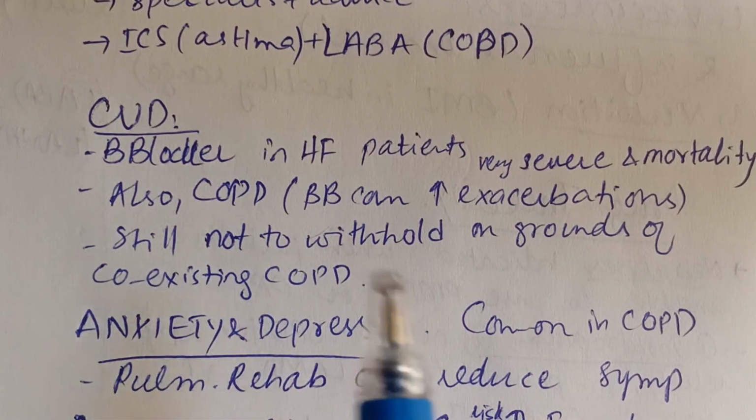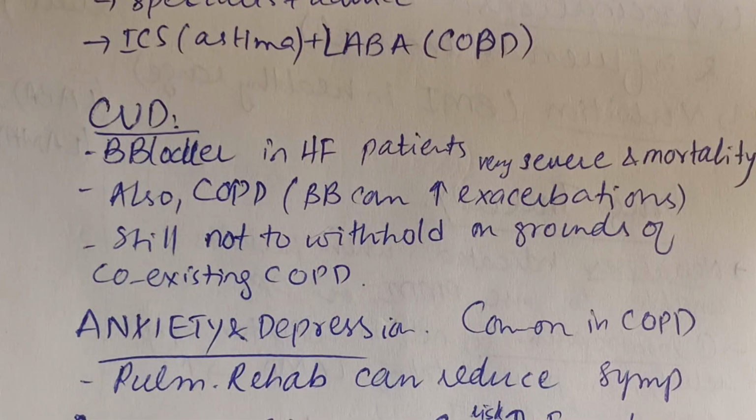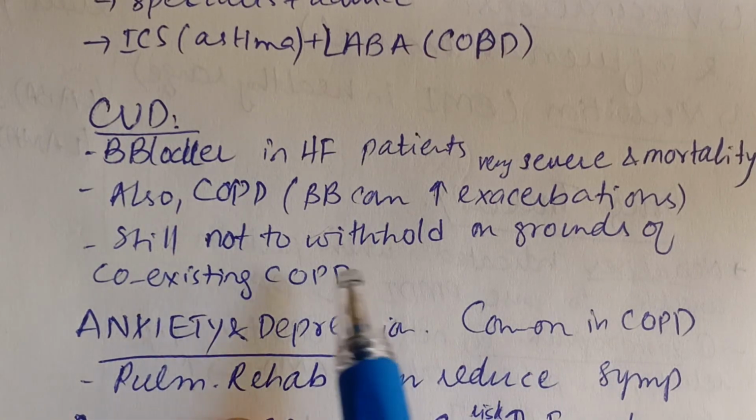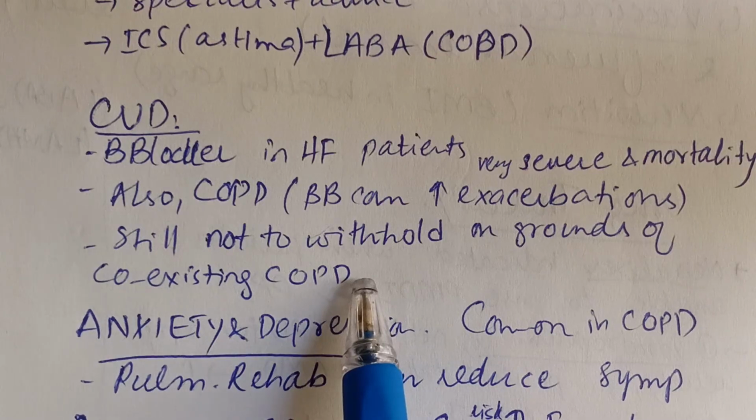If the patient has COPD along with heart failure, we are going to give the beta blocker, ignoring the fact that the patient can have exacerbation, because beta blocker is very necessary for the patient with heart failure. But we would be giving the beta blocker very cautiously.